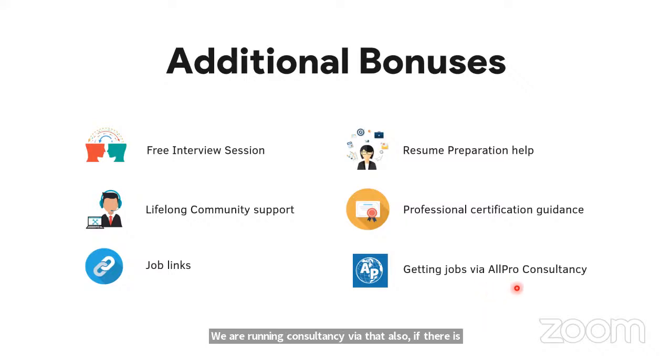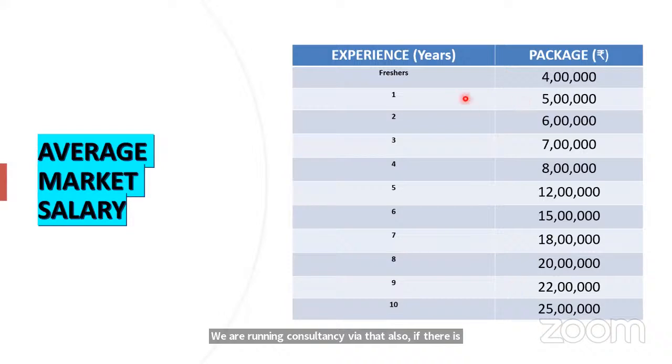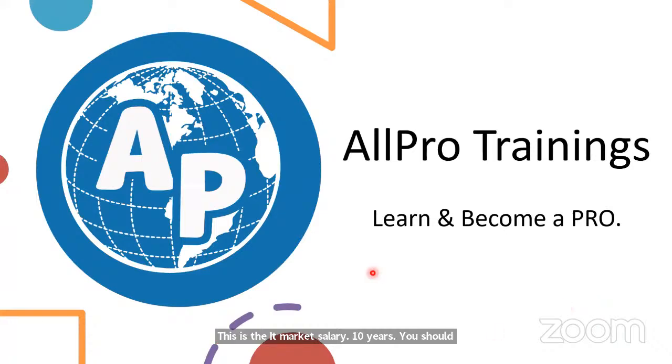So this is the market minimum salary. If you're a fresher, you can get a minimum of 4 lakhs. Some freshers are getting 8 lakhs, 12 lakhs nowadays also. So we are putting a minimum salary. If you have 2 years of experience, you should get a minimum of 6 lakhs. If you have 5 years, you should get a minimum of 12 lakhs. This is the IT market salary. With 10 years, you should get a minimum of 25 lakhs. So this is all about the All Pro Training students guide.